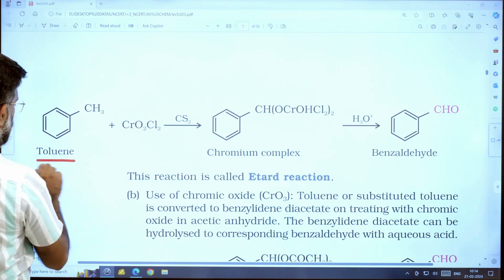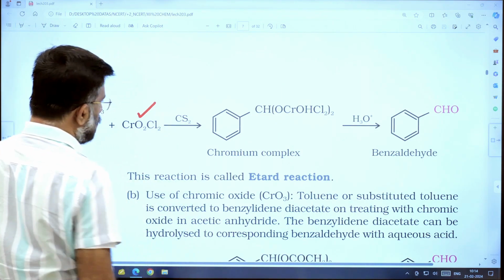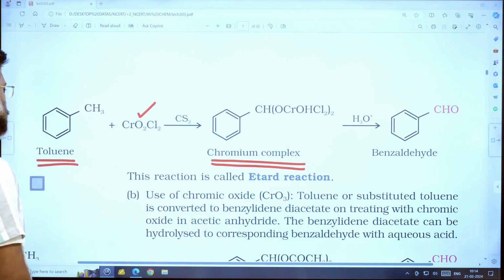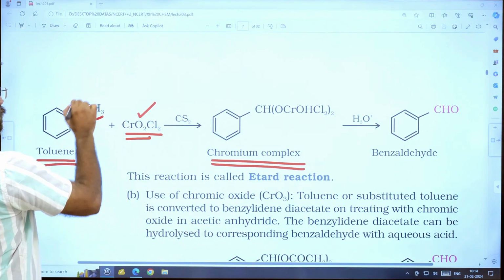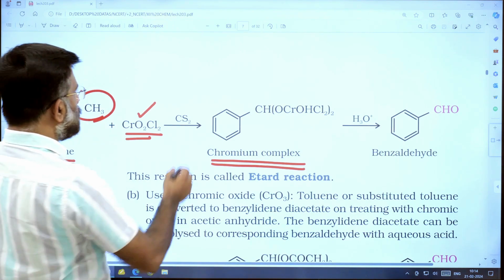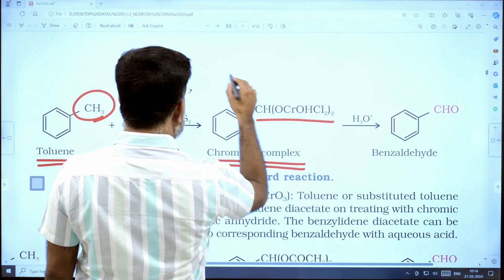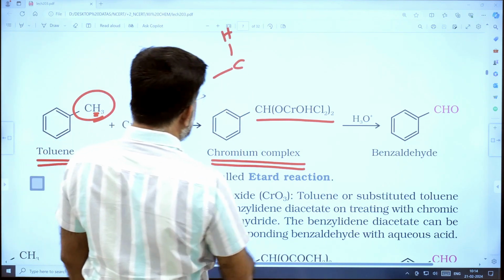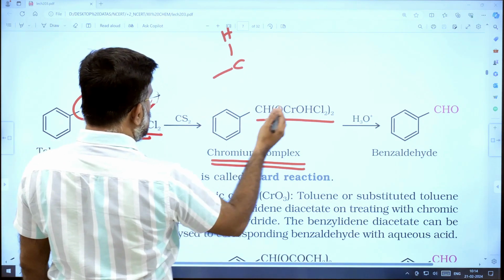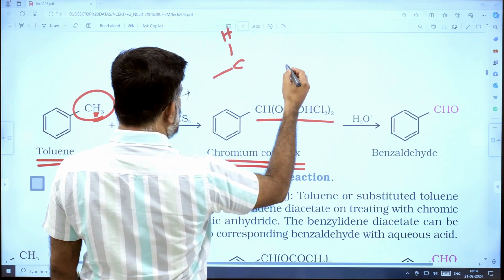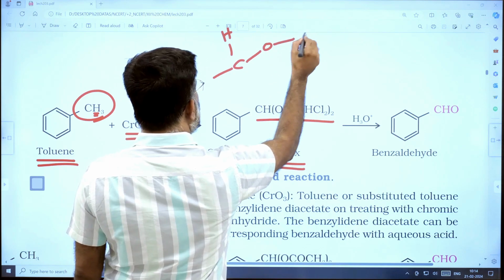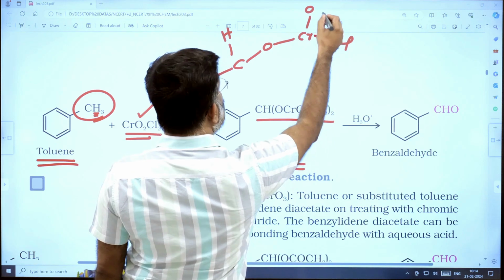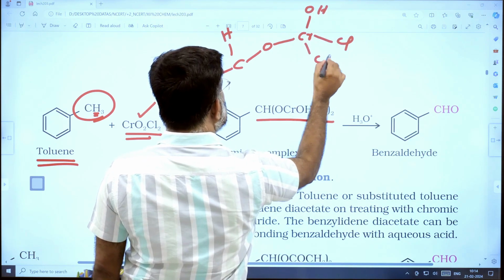You see toluene interacting with the CrO2Cl2, you get a chromium complex like this. CrO2Cl2 is added over here. How is it added? Please have a look at this particular area. It is CH. The two hydrogen atoms are replaced by the interaction of chromium. The two hydrogen atoms, it is O, Cr, O, Cl, and this becomes OH, Cl, like this.